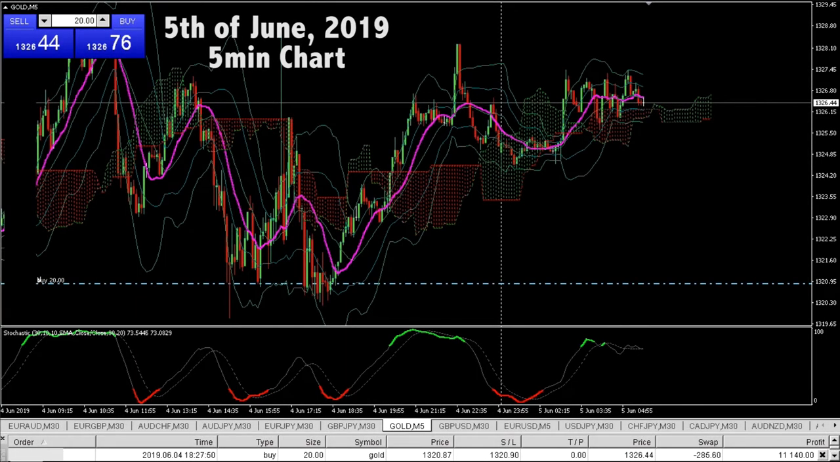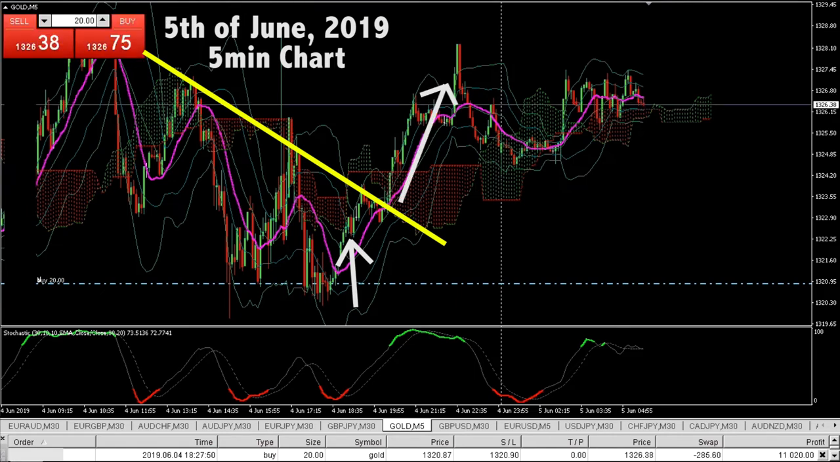Okay, this is a 5-minute chart. I think this is where I was on my previous recording, and remember I said the price could be resisted by this descending trend line? Actually, it did once, but it broke upwards all the way to the recent highest level yesterday. Then it went down a little bit, like 20 or 30 pips. Then the price is in a range state now.